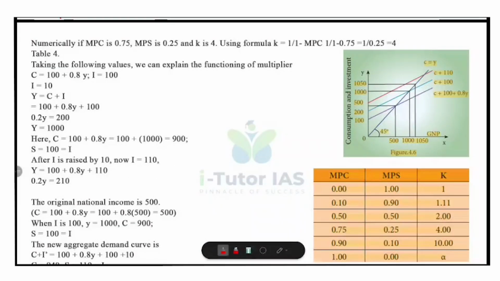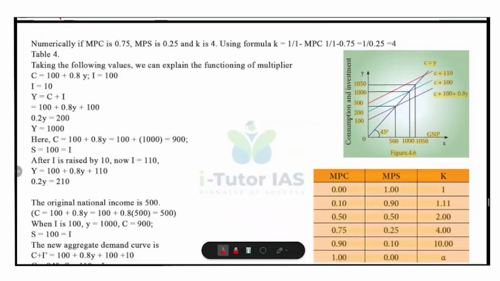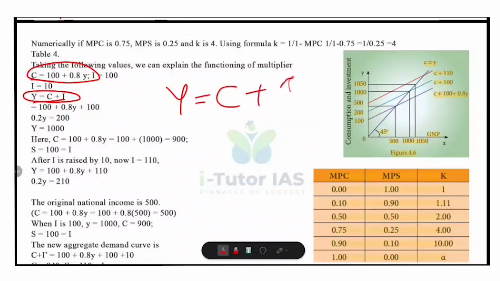Now let's look at the working of the multiplier. Let's use one consumption function, that is C is equal to 100 plus 0.8Y. Now Y is equal to C plus I. We know that income is always equal to consumption plus investment or savings. Therefore, we are substituting that here. Y is equal to C plus I, and in the position of C we are putting 100 plus 0.8Y. That is, Y is equal to 100 plus 0.8Y plus 100. Therefore 0.2Y is equal to 200.